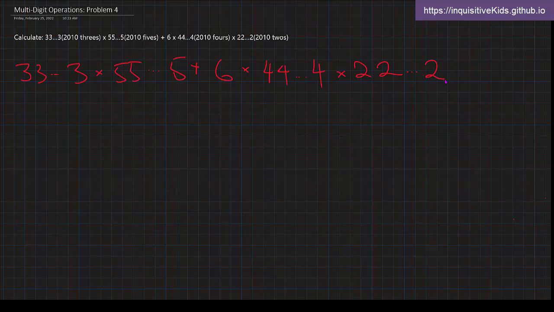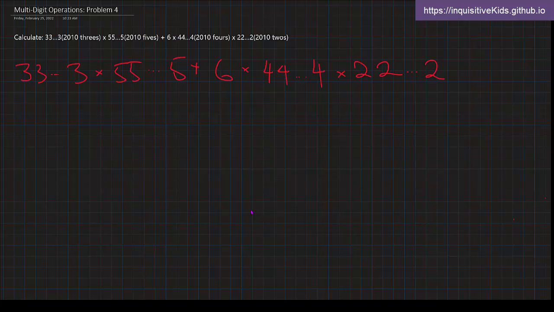So I'm starting to notice something. A lot of these numbers are really just 2010 ones times something. For example, 2010 threes is equal to 2010 ones times 3. Or, for this number, times 5. For these two numbers, times 4 times 2. So 2010 ones is what we should be factoring out.